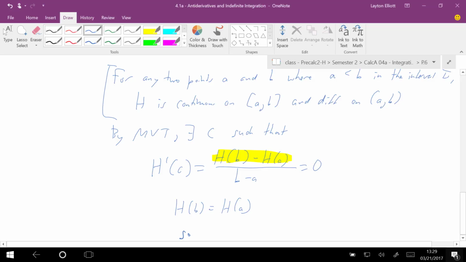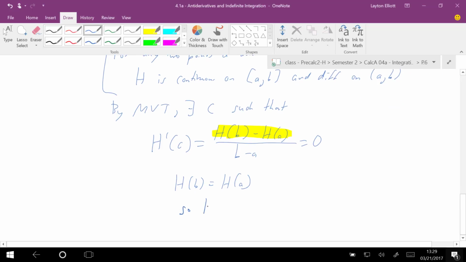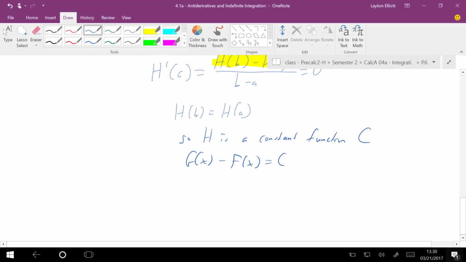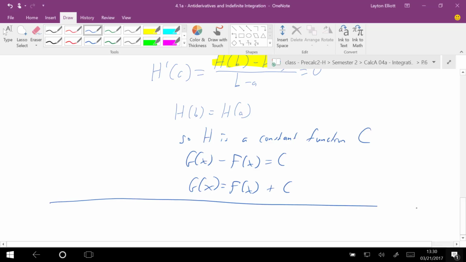So if that's true, then h is a constant function. We can just say that it's the constant function c. It's just a constant. That means that g of x minus f of x is equal to c, because h is g of x minus f of x. So that means g of x is equal to f of x plus some c. So that all was just the forward direction.